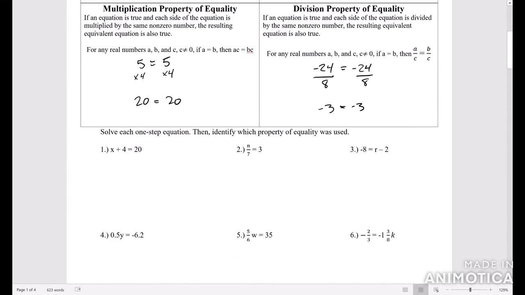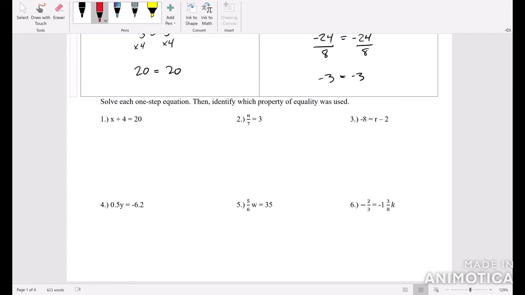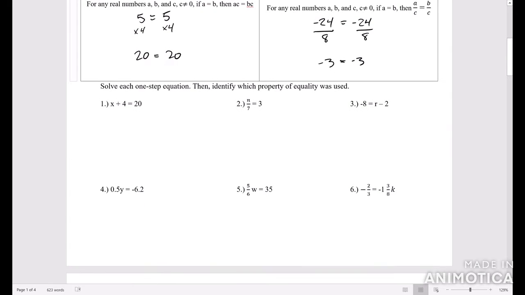So we're going to rely on that down below to solve each of these one-step equations. Okay, and then we're also going to identify which property of equality we used. So for this first one, x plus 4 equals 20.